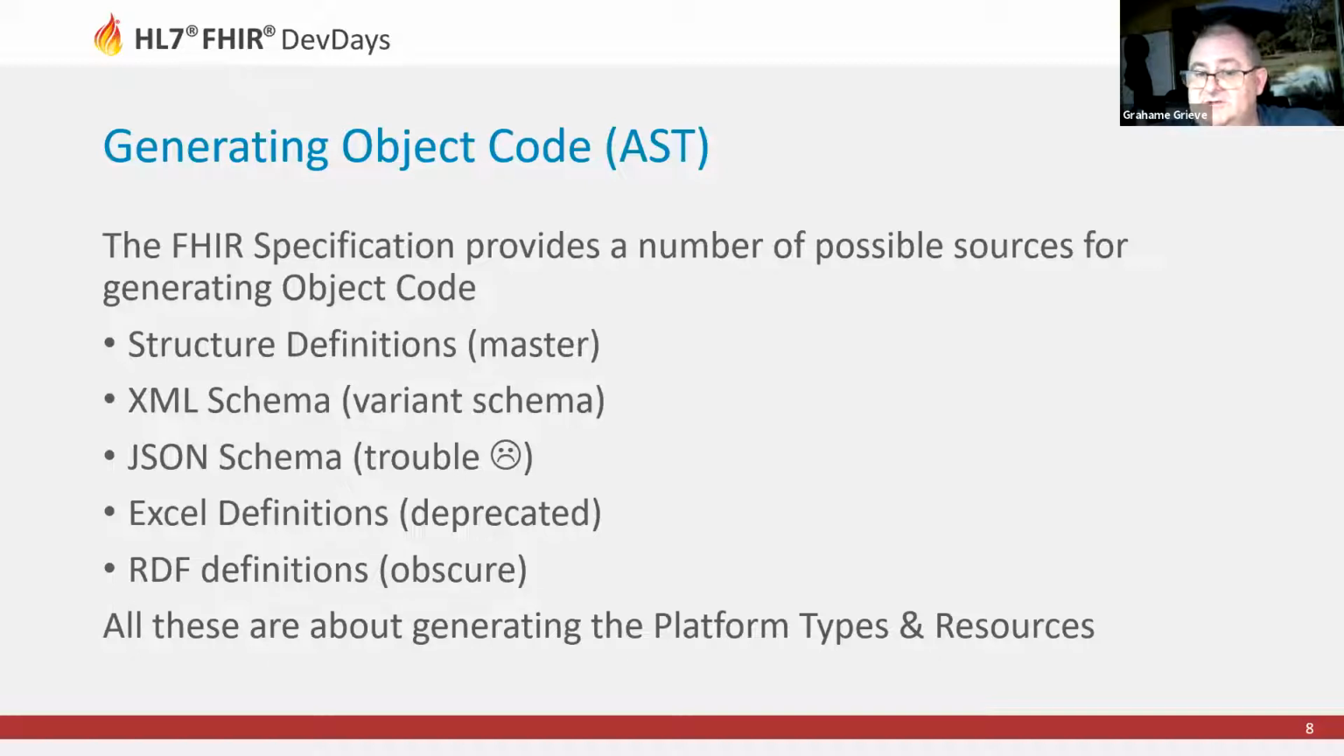But in some of those other cases, you'll be going, well, how do I actually generate code? So the FHIR specification provides a number of possible sources for generating object code. The structure definitions that are in the packages that are part of the core specification are a much richer source of definition than anything else. And I encourage people who are working with code generation to start with the structure definitions.